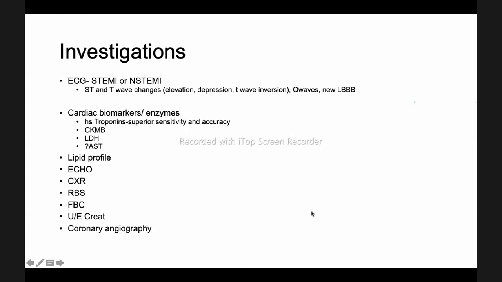So the investigations that you can do for these patients while you're stabilizing them is, if you can do an ECG, very important, because then you see some changes on the ECG. ST and T wave inversions, for instance.